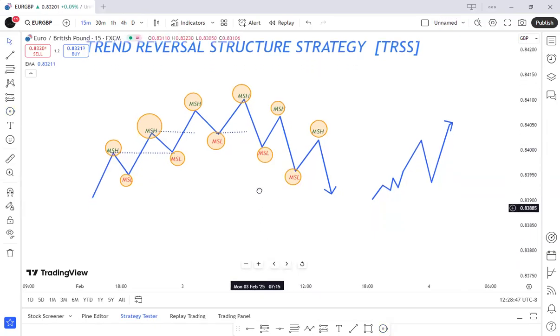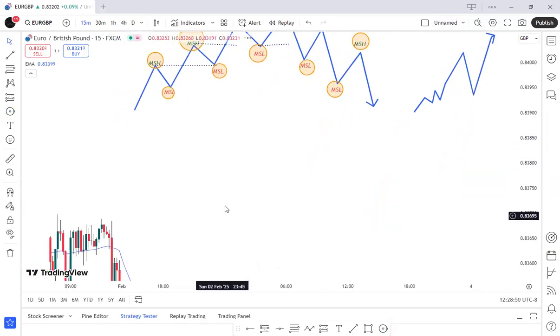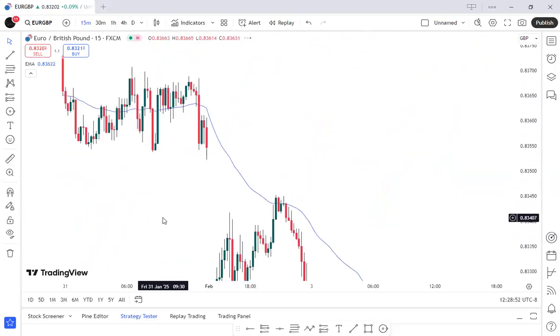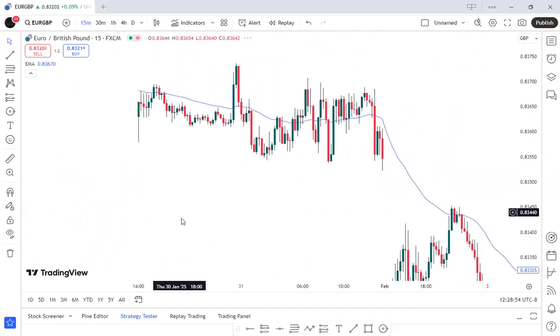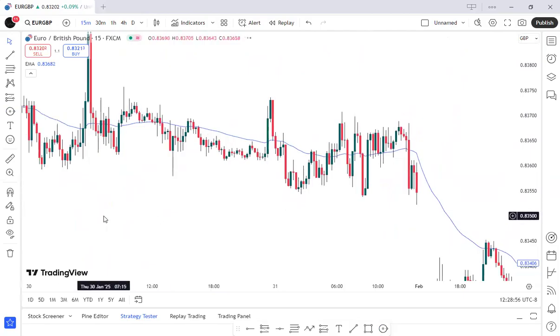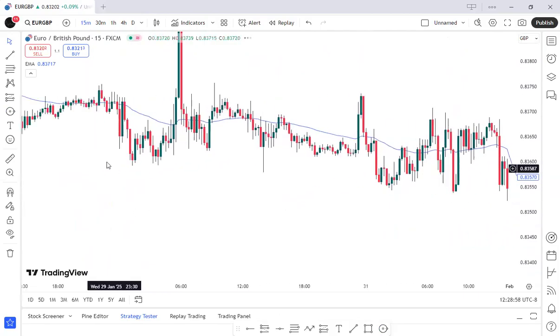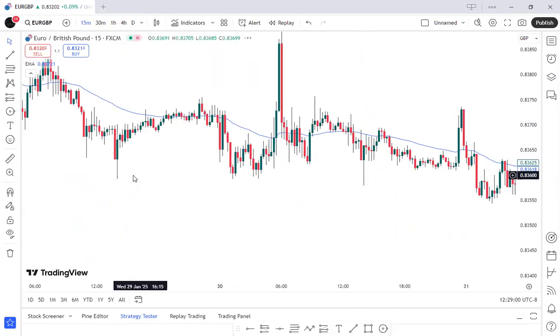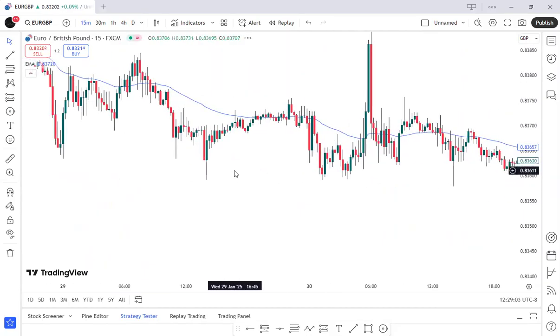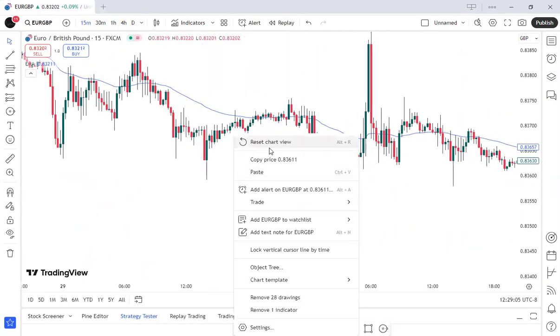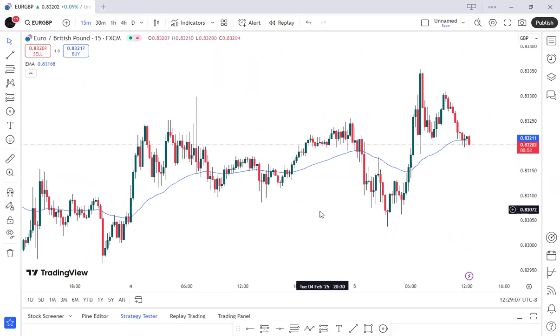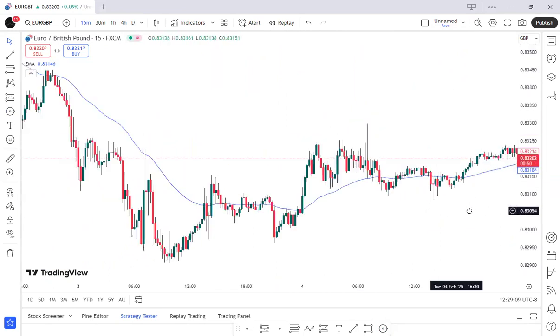So let's check what we just explained in the chart and see how it plays out. I'm currently on Euro GBP. Let me refresh the chart. Let's see how it played out. This is the chart and what the price is doing.